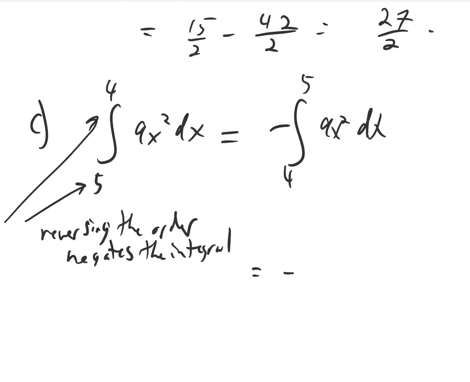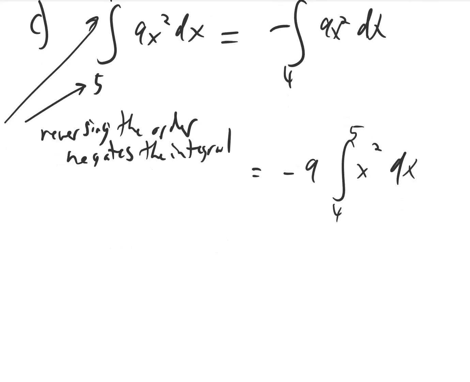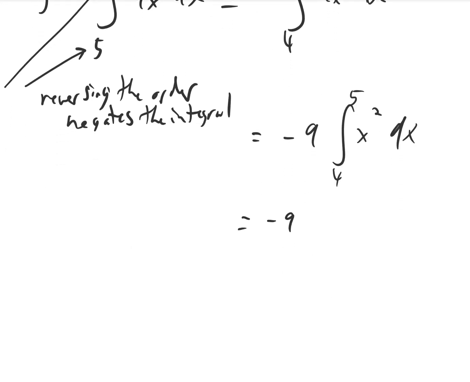And this equals negative 9 times the integral from 4 to 5 of x squared dx. And let's see, we've been given this quantity is 61 over 3. All right, so that's, let's see, 183 except negative.